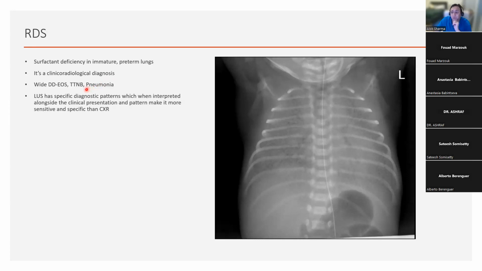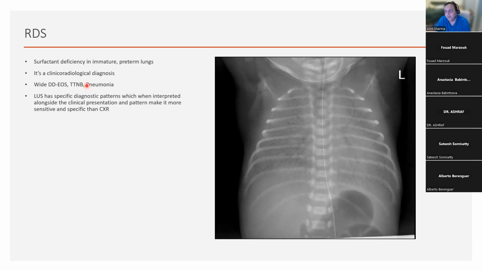You can have RDS with transient tachypnea because you have retained lung fluid at the start when the baby's born, which is getting better. Now, this baby is an infant of a diabetic mother. So naturally, at 36 weeks, this baby also has an element of surfactant deficiency. So you may have a complete whiteout appearance that then evolves into RDS because this baby's not getting better. So serial lung ultrasound may be needed to make that diagnosis.